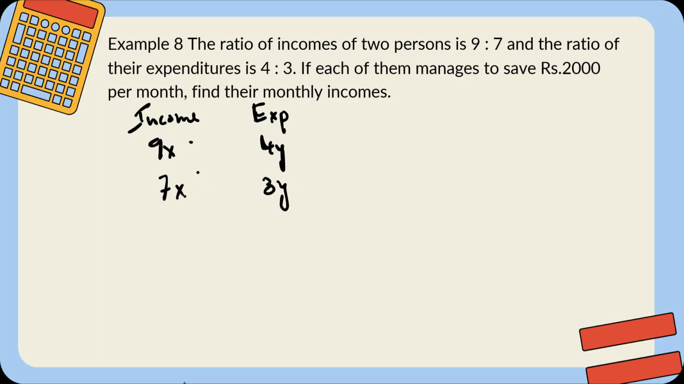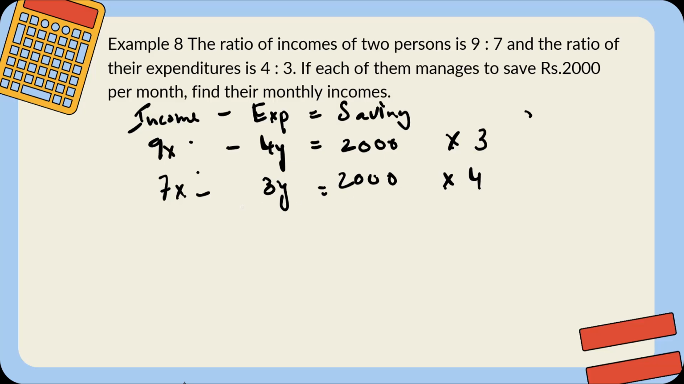So how do we save it? Income minus expenditure will be my savings. So in that logic, 9x minus 4y is equal to 2000 and we have 7x minus 3y is equal to 2000. So these are the two equations. Now using these two equations, we need to solve by elimination. That is easier. So if I'm eliminating, what should I do? I'll multiply the first equation with 3 and the second equation with 4.